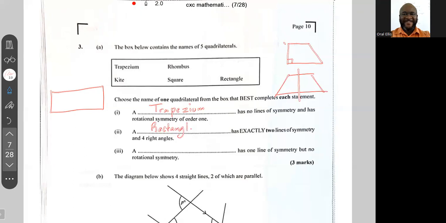All right, I think a rectangle is up there. I think the part I had problems with was this part. This says has 1 line of symmetry, but no rotational symmetry. The only other shape I could think of here is the kite. But the problem I had with it is because I thought that every shape had a rotational symmetry of at least order 1.